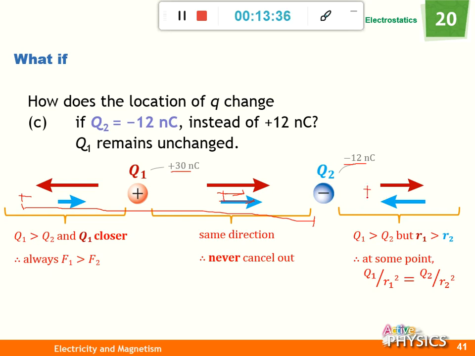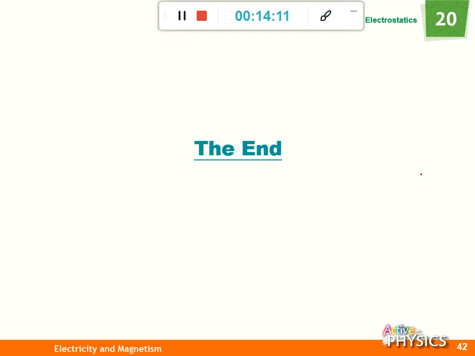Now put the test charge here: positive and positive repel each other, positive and negative attract each other. Because this one is greater in charge, the effect will be greater than Q2. Even further away, it can produce the same effect. Then it has a chance to balance. It means like that. This region is possible. Okay, it shifts to the right of Q2. Okay, that's all.